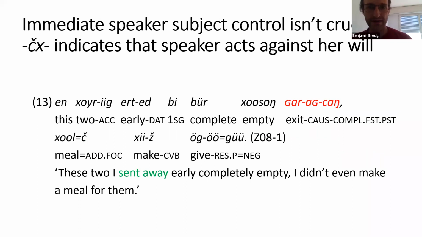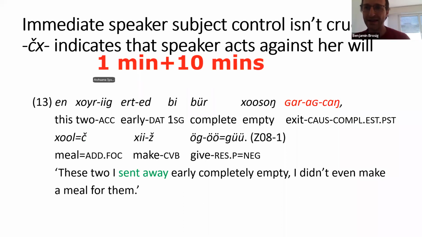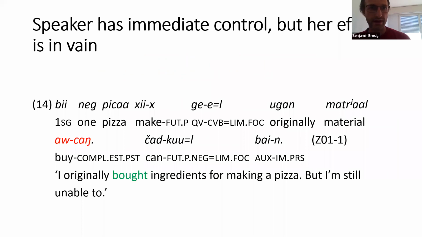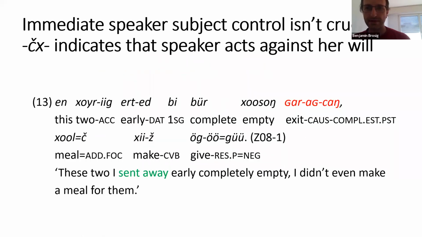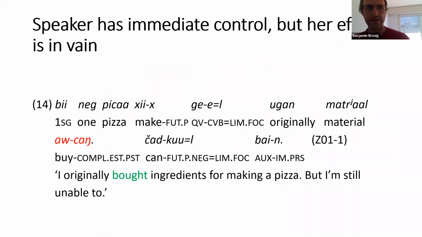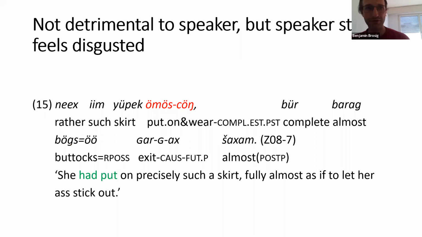Here, if the speaker acts against her will, it's not crucial that she could have directly done the action a bit differently. It can still be used. If the speaker has immediate control, but her efforts are in vain, it can also be used.